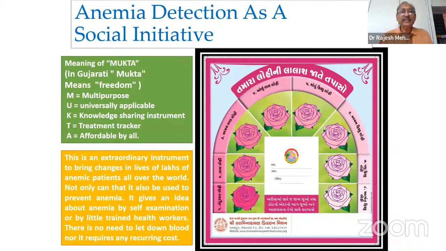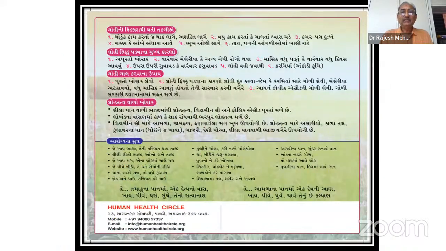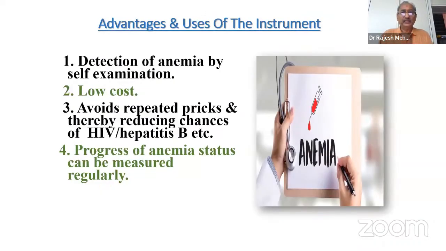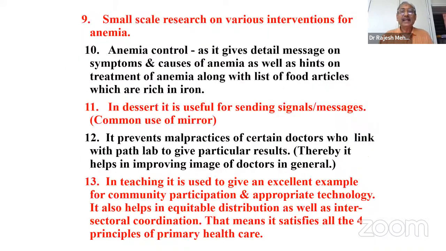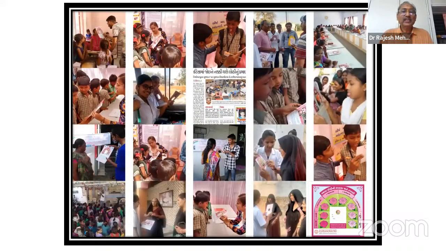And this is a diagram in which in the center we'll be using the mirror. There is why anemia occurs, what are the causes of all these things is written over here. And so this anemia detection poster, so many advantages of it are written over here. But this is an example of how much it could be useful. So you can see more than 1.25 lakh, means minimum 1 crore people must have used it by now.